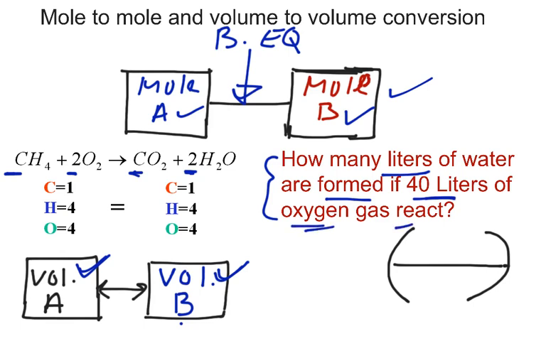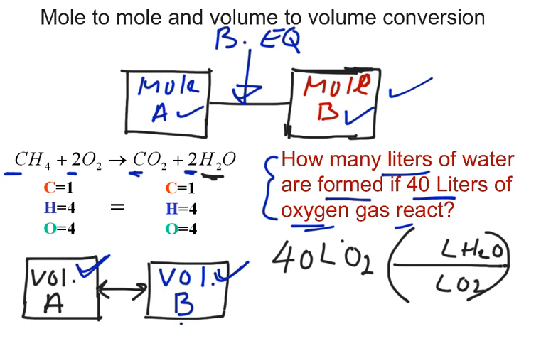Okay, so here's what we do. We're not going to panic. We just analyze it. They gave us 40 liters, so the thing they give us always goes on the outside. So 40 liters of O2, 40 liters of oxygen gas goes on the outside. And we ask ourselves, what are we trying to find? We are trying to find liters of water, so liters of water, H2O, goes here. And we're trying to cancel this out, so we simply put liters of oxygen in the bottom.